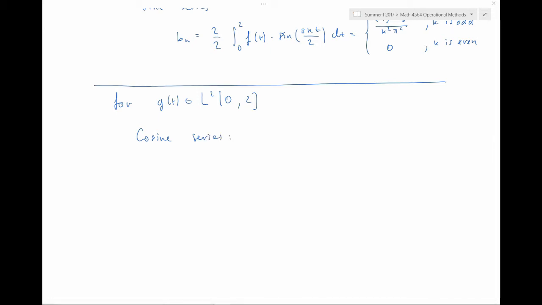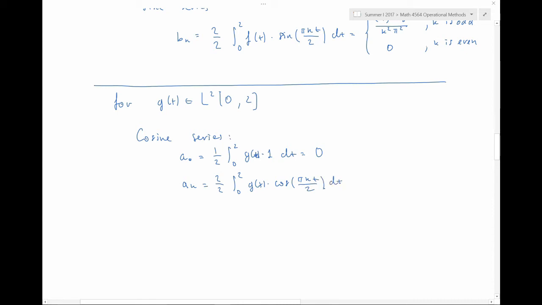If I want to compute the cosine series, then I should start with the coefficient a0, which is going to be 1 over L, the integral from 0 to L, which is again 0 to 2, of g of t times 1 dt. But the integral of g of t is 0, so ak is going to be 2 over 2, the integral from 0 to 2 of g of t multiplied by cosine of pi k t over 2 dt.